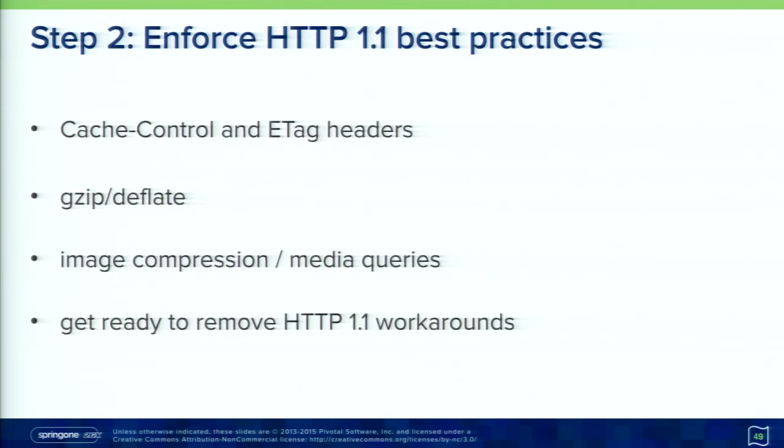1.1. You also have to enforce HTTP 1.1 best practices: cache control and ETag headers, gzip deflate, which is, by the way, not mandatory in HTTP 2, so you still have to use it. As well, image compression and media queries, so sending the right assets for the kind of client you have, whether it's mobile or desktop. And get ready to remove all the workarounds we talked about for all those reasons.